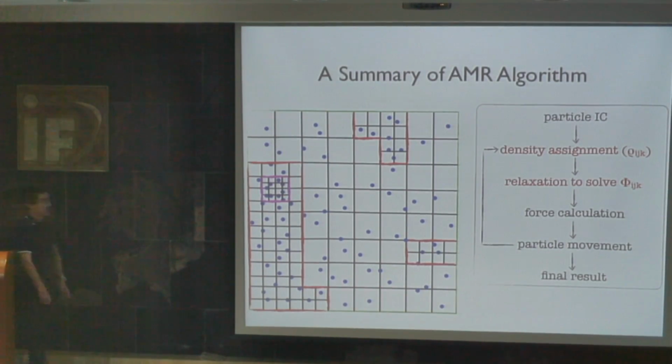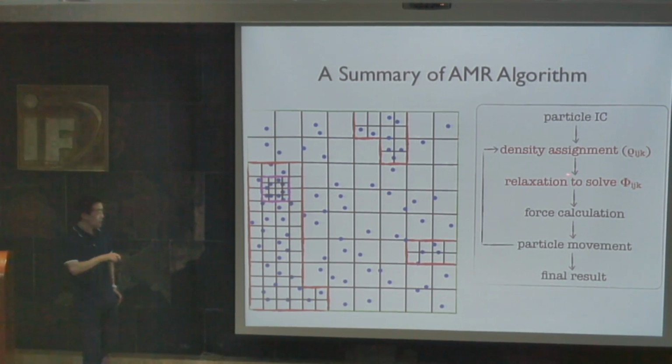So let's recall what we saw in the last lecture. This is a basic sketch of how the AMR algorithm works. You start from the particle initial condition. You calculate the density field on the mesh. If you have the AMR technique, you can refine the meshes to get refinements like these ones, and calculate the density on the refinements as well.